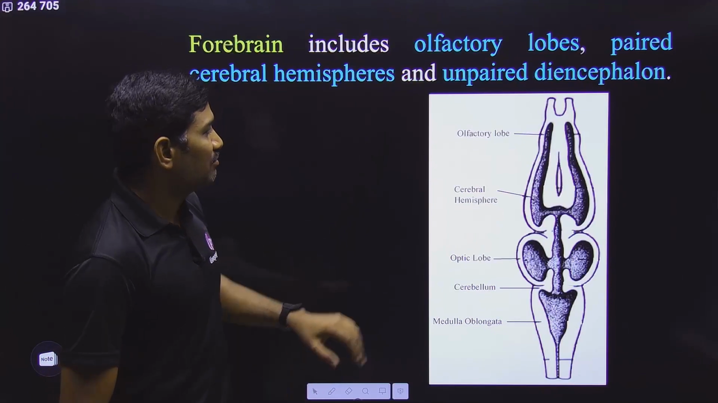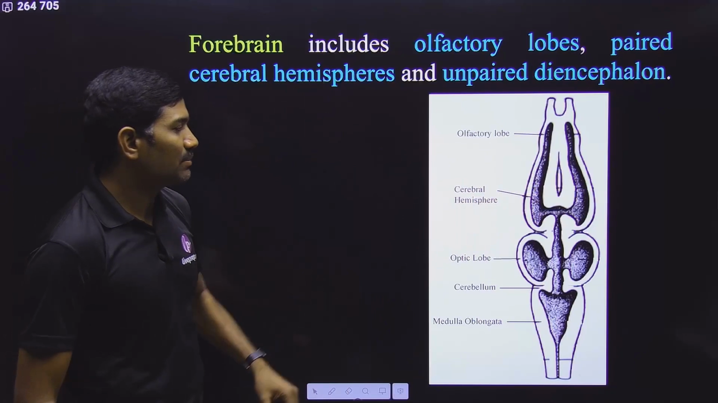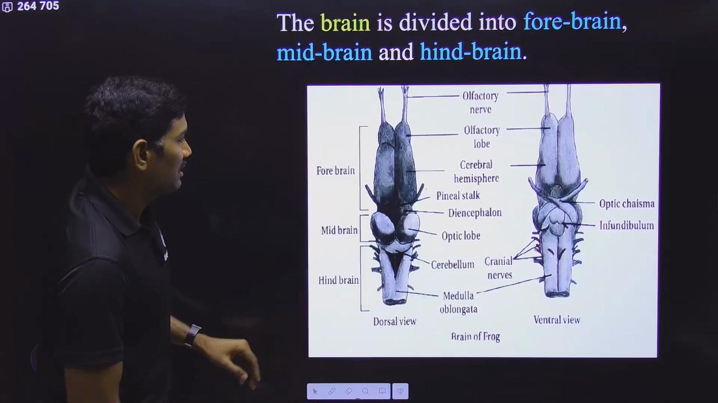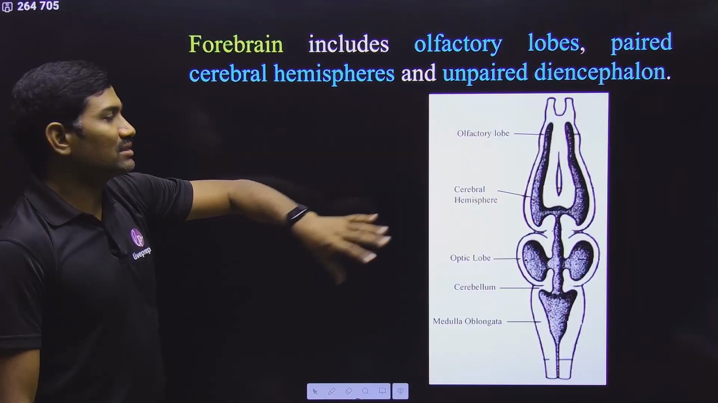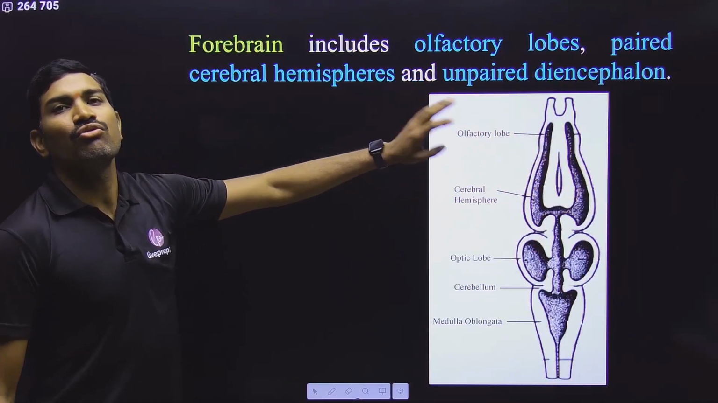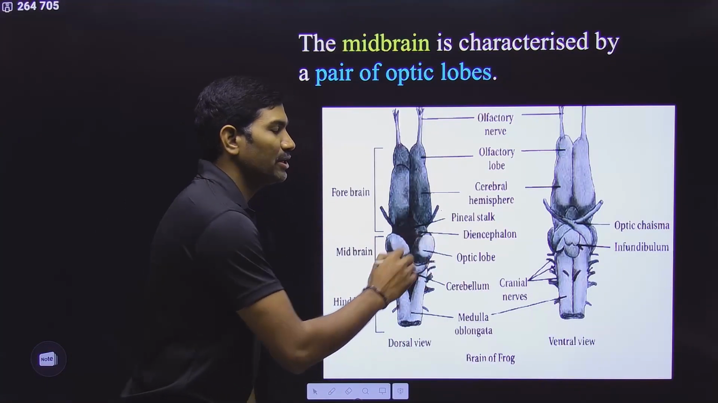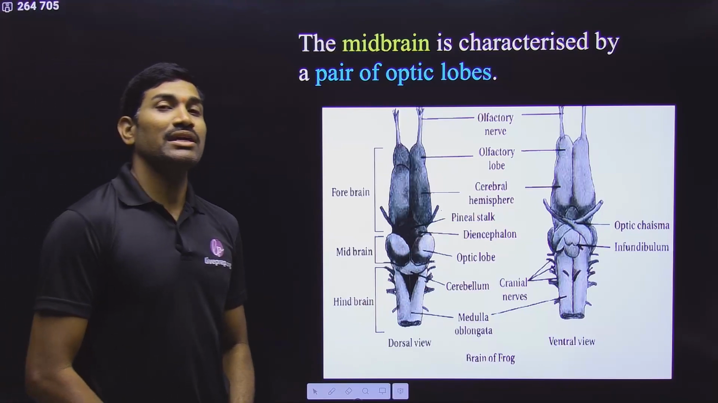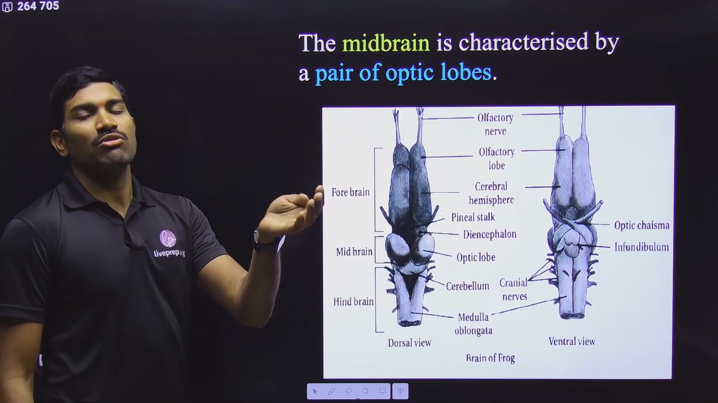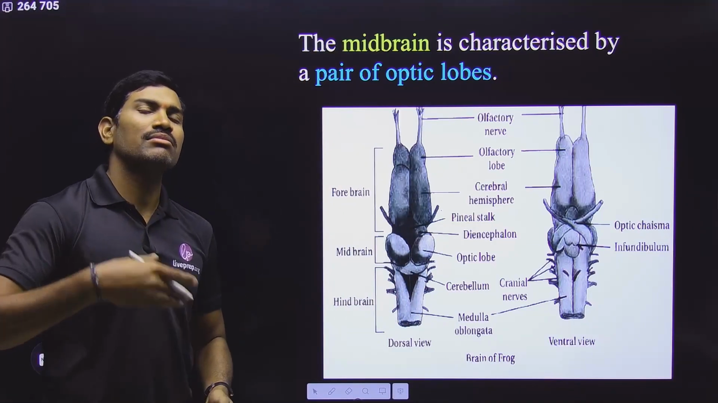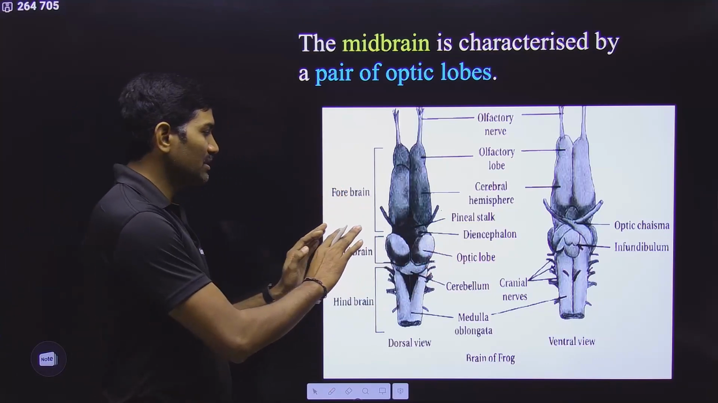What is present in the forebrain? Olfactory lobes are present, and then paired cerebral hemispheres are present, and here there is a diencephalon. Here they have mentioned that an unpaired diencephalon is present. So these are the ones present within the forebrain. Next one is regarding the midbrain. Here in the midbrain, two optic lobes are present. But in the case of the human, we study the corpora quadrigemina, four of them, right? Superior colliculi, inferior colliculi, likewise we study, because the human brain is much more developed. But here two optic lobes are present, so they are present within the midbrain.